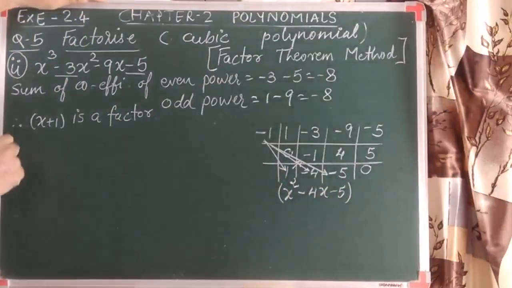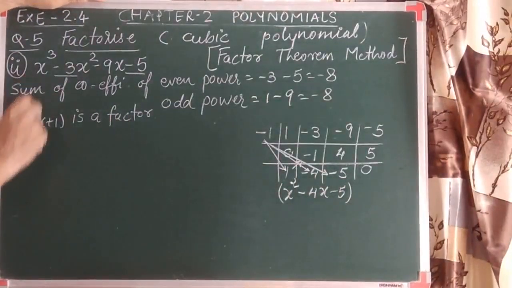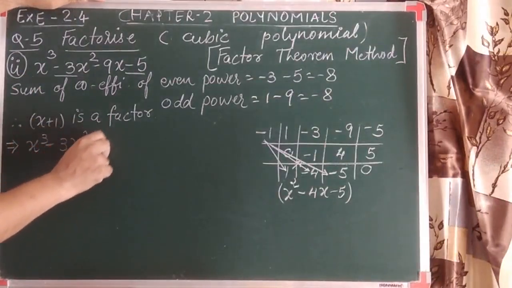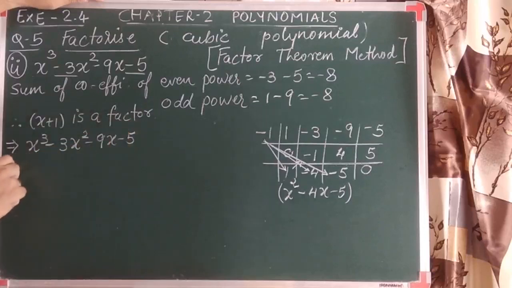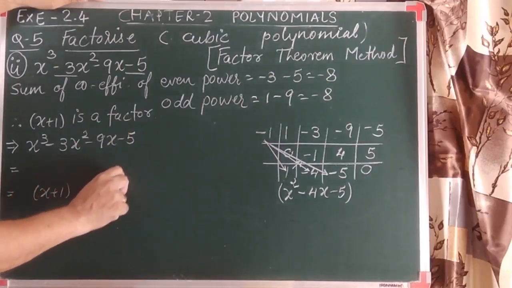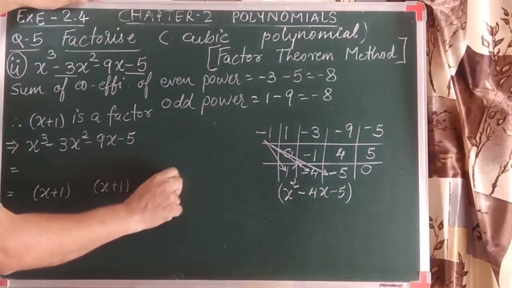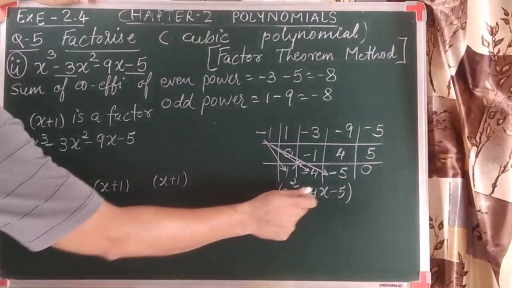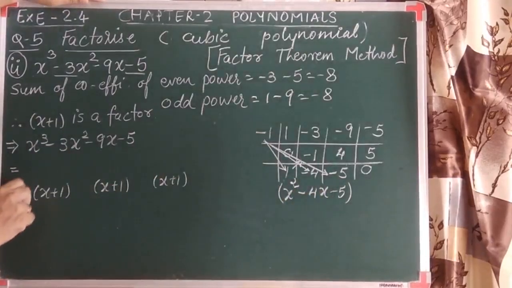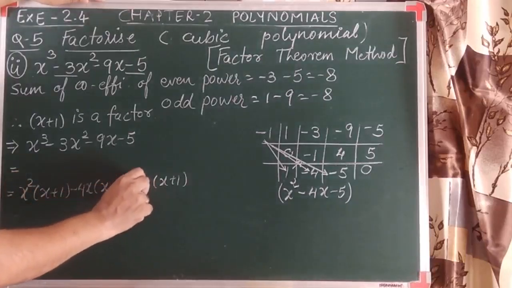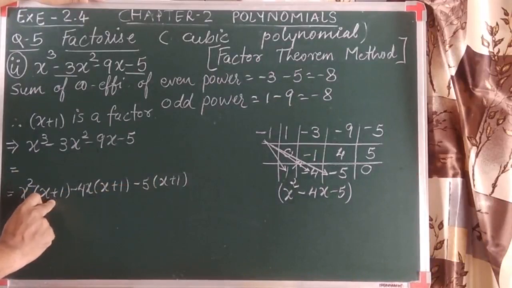Let's find the factors. So let's write down the question: x cube minus 3x square minus 9x minus 5. We should leave a line. In the third line, we should write x plus 1, since it is a cubic, three factors as we discussed earlier. I kept the space here. So which three terms should be written? Exactly these three. In the first it should be x square, second minus 4x and third minus 5. Now this is multiplied with both the terms.